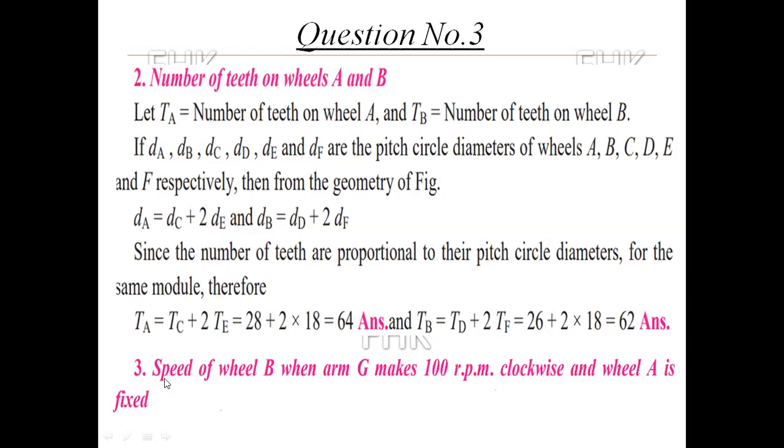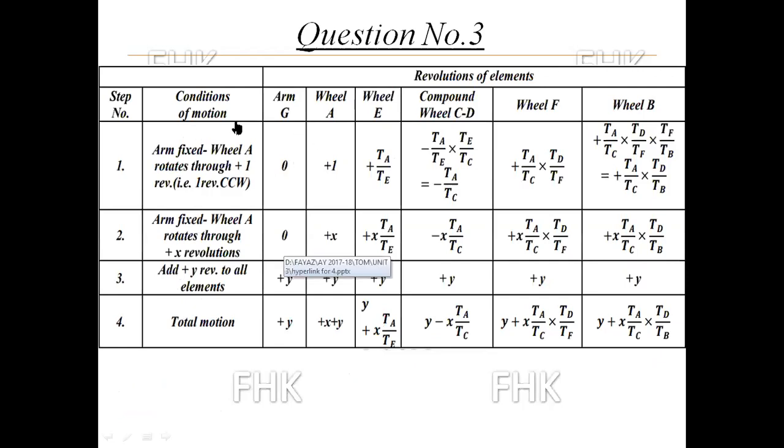Now the third question is asked here: the speed of B when arm G makes 100 rpm clockwise and wheel A is fixed. For finding the speed, first of all, I make the table in this fashion, in which I am writing the conditions of motion. These are the standard conditions, and in the horizontal row I am writing all the elements of the epicyclic gear train in the arrangement. Now, arm G is given, wheel A, wheel B, and wheels C and D are compound, so they are mounted on the same shaft. So what is the speed of C?